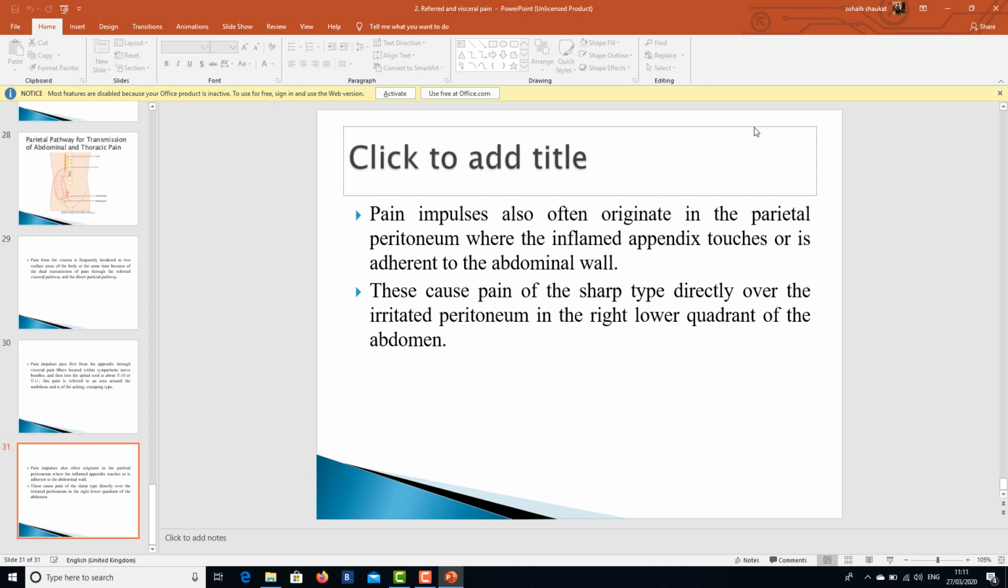This lecture is quite important because scenarios related to appendicitis and cardiac ischemic pain can come, or are coming most of the time, in the university examination.